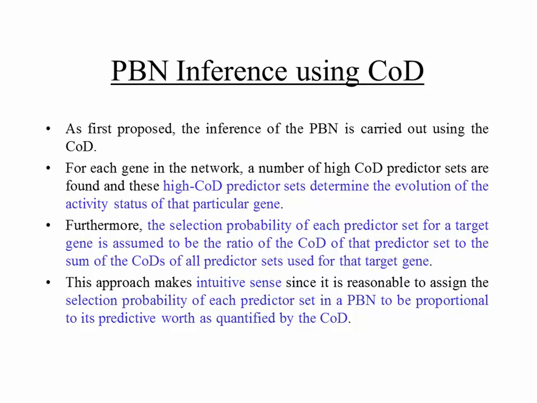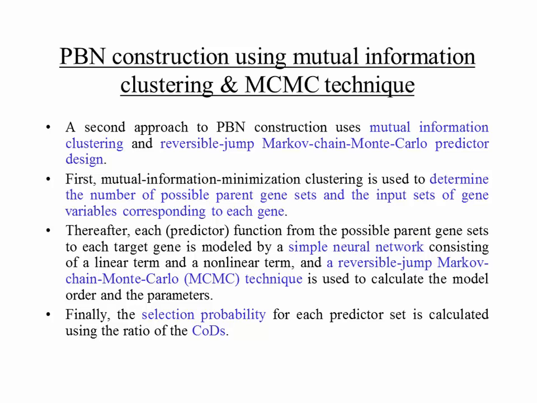So the selection probability of each predictor set for a target gene is assumed to be the ratio of the COD of that predictor set to the sum of CODs of all predictor sets used for that target gene, right? It makes sense because the COD is measuring the goodness of the predictor. So you basically make the transition according to that predictor, with probability proportional to the COD. Right? So that was the first one, and then there are other methods that have been discussed.